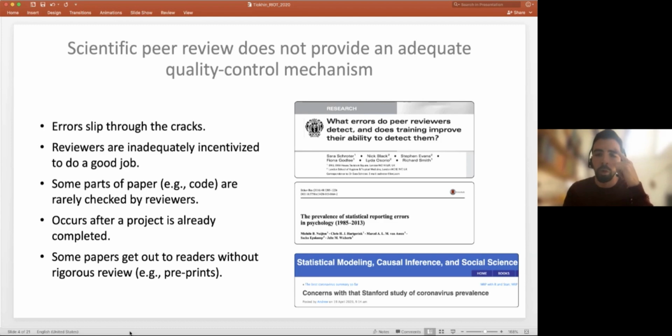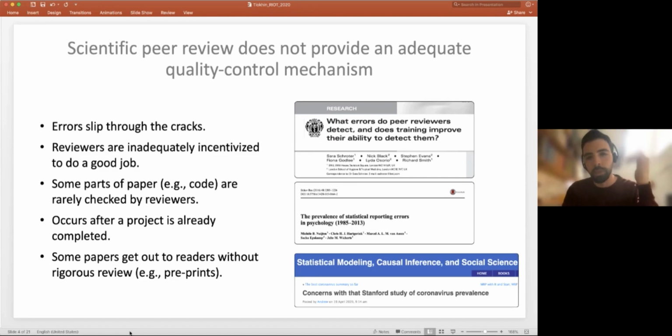Imagine a code check or something like this. This, at least in my field, is nowhere near the norm. Nobody ever does this, even though people are increasingly using code and sharing their code. Another issue is that peer review typically happens after research has already been completed. So even if it could detect errors, there's a big waste there because it would have been more efficient had people detected some of these issues to begin with. And of course, for preprints, it doesn't even go through peer review. And so you have a whole different issue there.